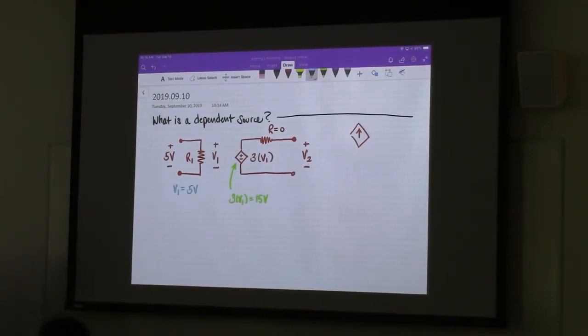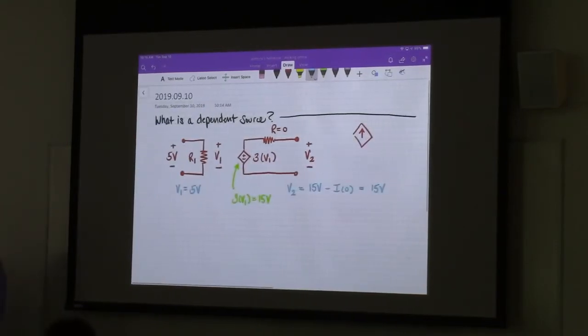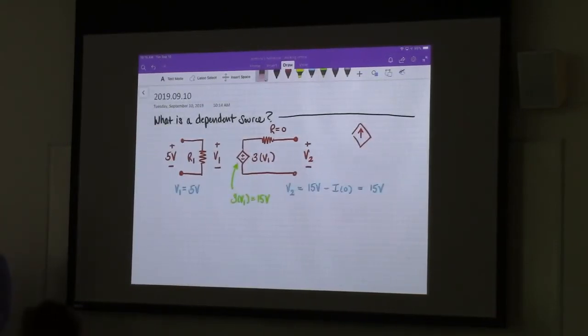And so when we solve, V2 is equal to 15 volts minus our current times a 0 resistance, which is just going to be the same, so it equals 15 volts. So a very easy circuit to solve, but the main point there was to illustrate how the dependent source works.